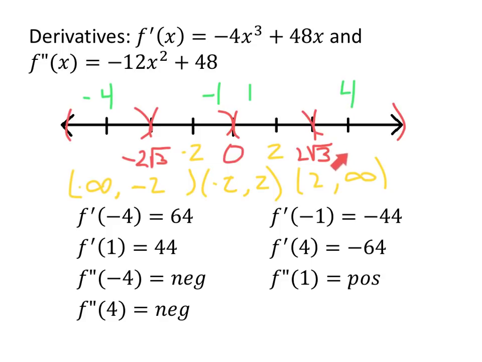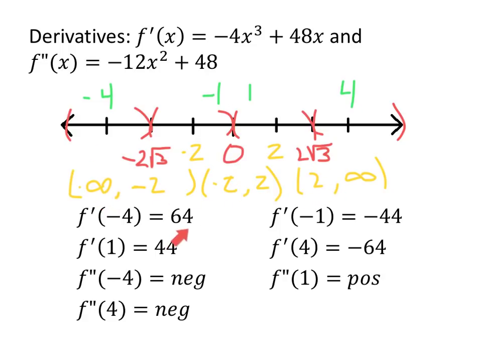And then 4 fits both in this one and this interval, with 1 in between 0 and 2 square root of 3. So I need all 4 critical numbers, 4 test points for my first derivative, but I only need 3 test points for my second derivative.